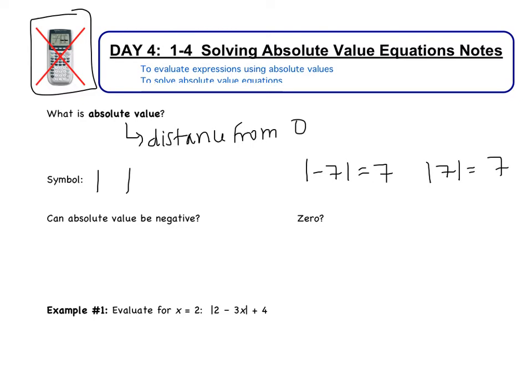Can absolute value be negative? Well, does it make sense to say that a distance is negative? I live negative 10 miles from Prospect High School. No. Absolute value cannot be negative. Negative distances do not make sense.